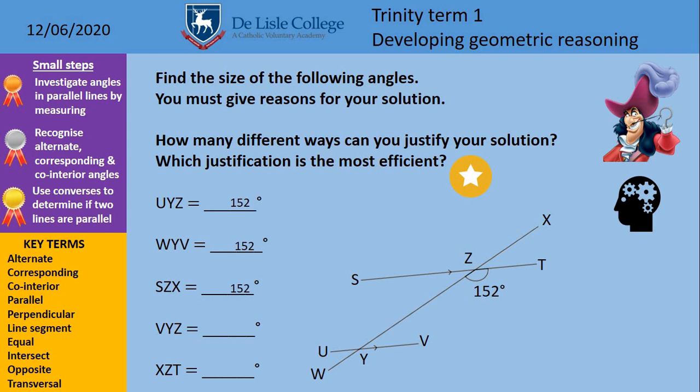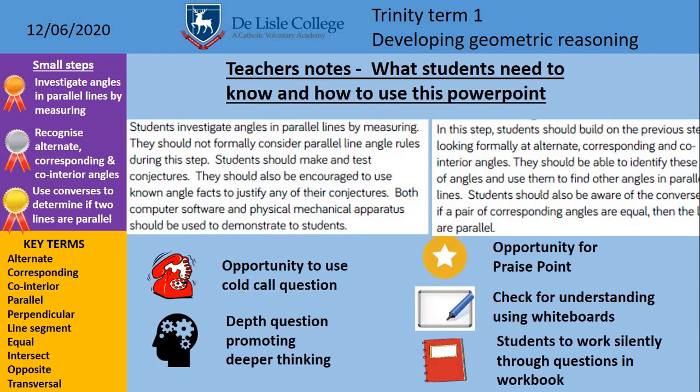SZX 152, vertically opposite there. VYZ would be 28, because then they're the co-interior, the allied angles that must add up to be 180 degrees. And then XZT would also be 28. There, you could either go angles on a straight line to make 180 degrees there. 152 plus 28 would make the 180 degrees.